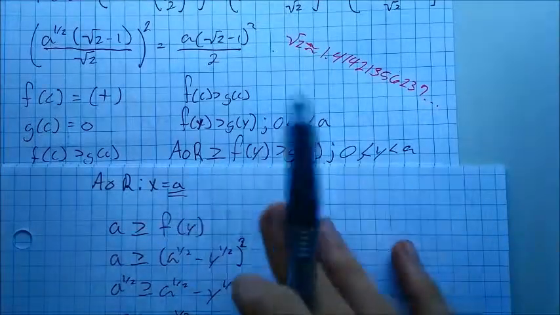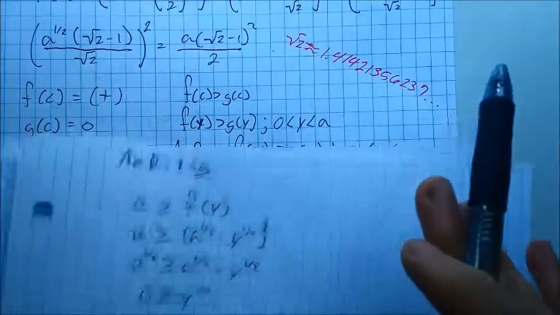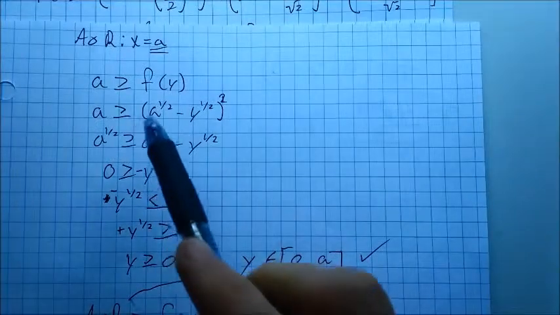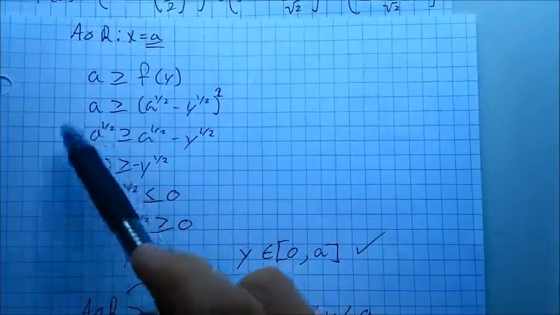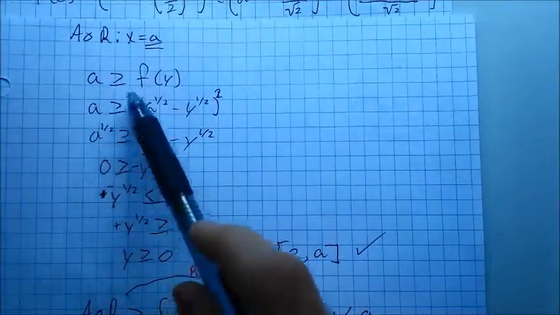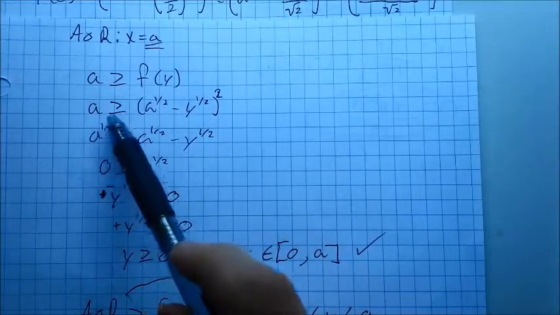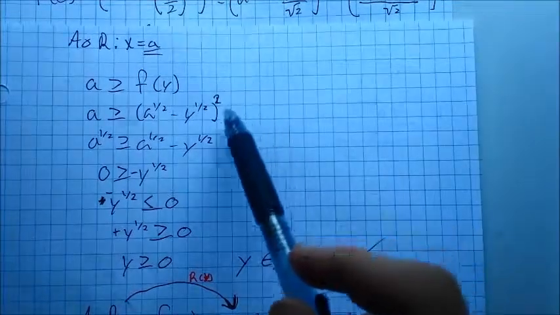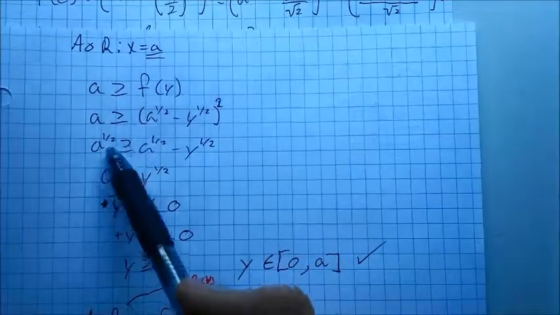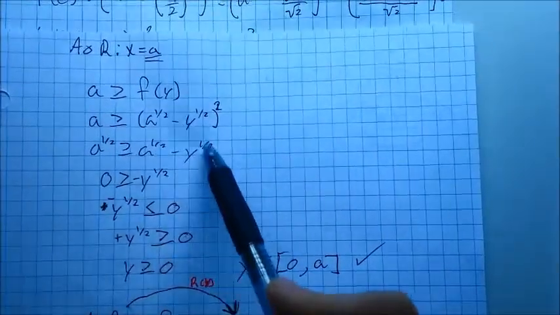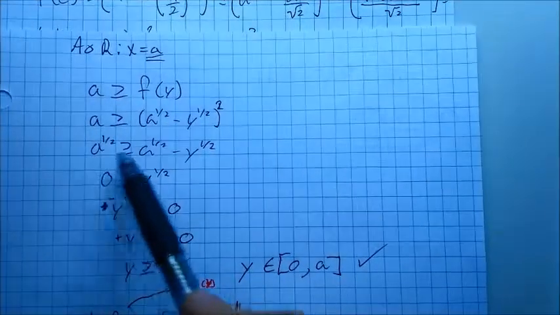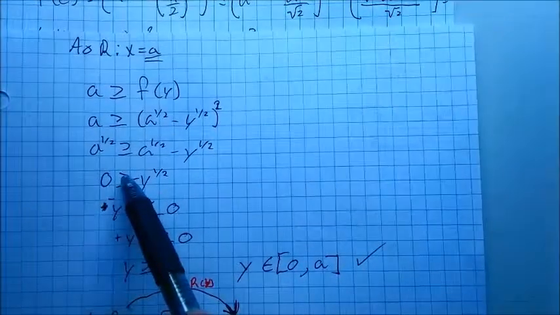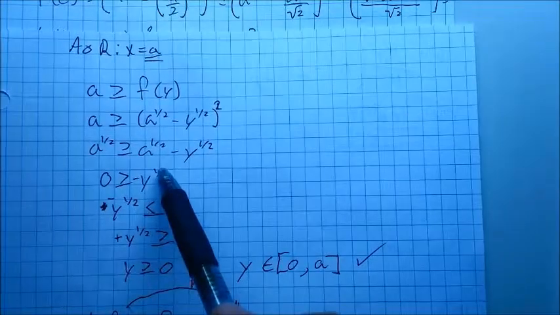And how do I prove that? Well, we prove it with algebra, with math. Who'd have thunk it? So you have a is greater than or equal to f of y, which means a is greater than or equal to a to the 1/2 minus y to the 1/2 squared. So just square root both sides, get a to the 1/2 is greater than or equal to a to the 1/2 minus y to the 1/2. Subtract a to the 1/2 from both sides. So you have 0 is greater than or equal to negative y to the 1/2.